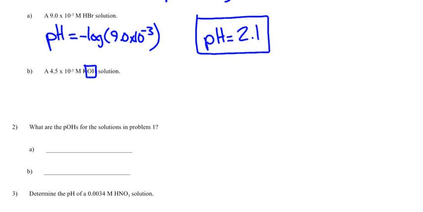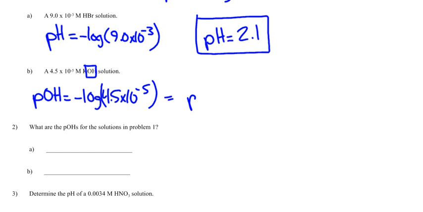I can first say that I could solve for pOH is equal to negative log of 4.5 times 10 to the negative fifth. I could do that. And I would get my answer in pOH, which is not quite what I want, but I can go from there to something else that I do want. If I do it this way, I'll get pOH is equal to 4.4.